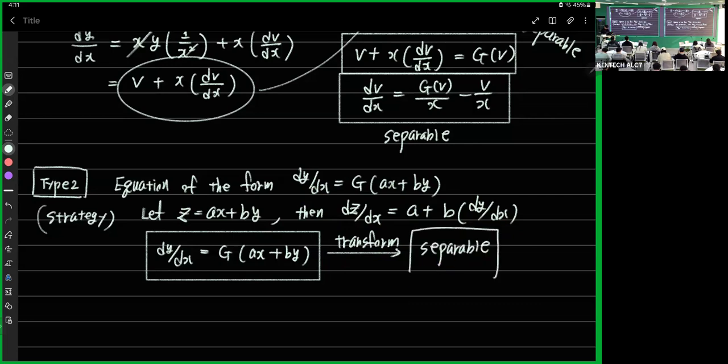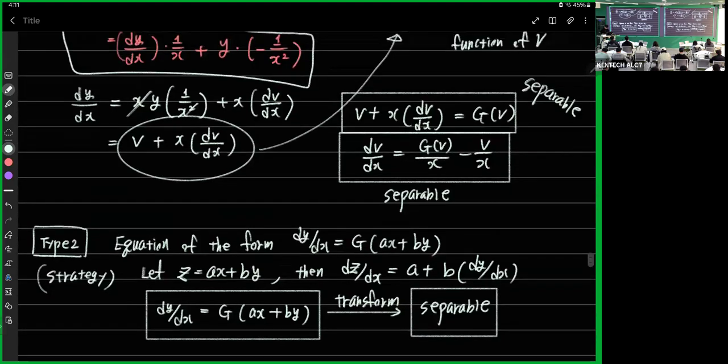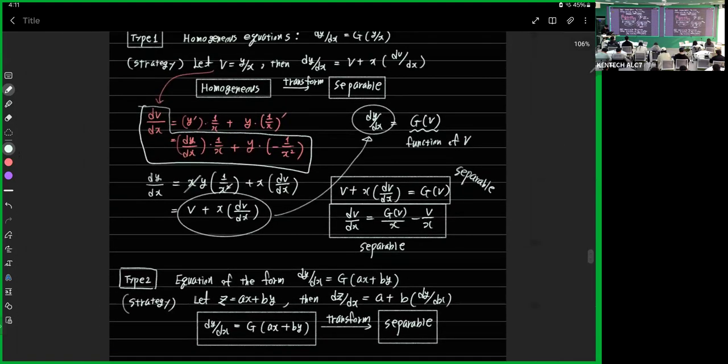Now, the strategy: look at types 1 and 2. The strategy is to use substitutions to transform the original differential equation to a separable one. We know how to solve separable, linear, and exact equations. So for an equation we don't know how to solve, we use substitutions to transform it to a known type of differential equation. That's the strategy.